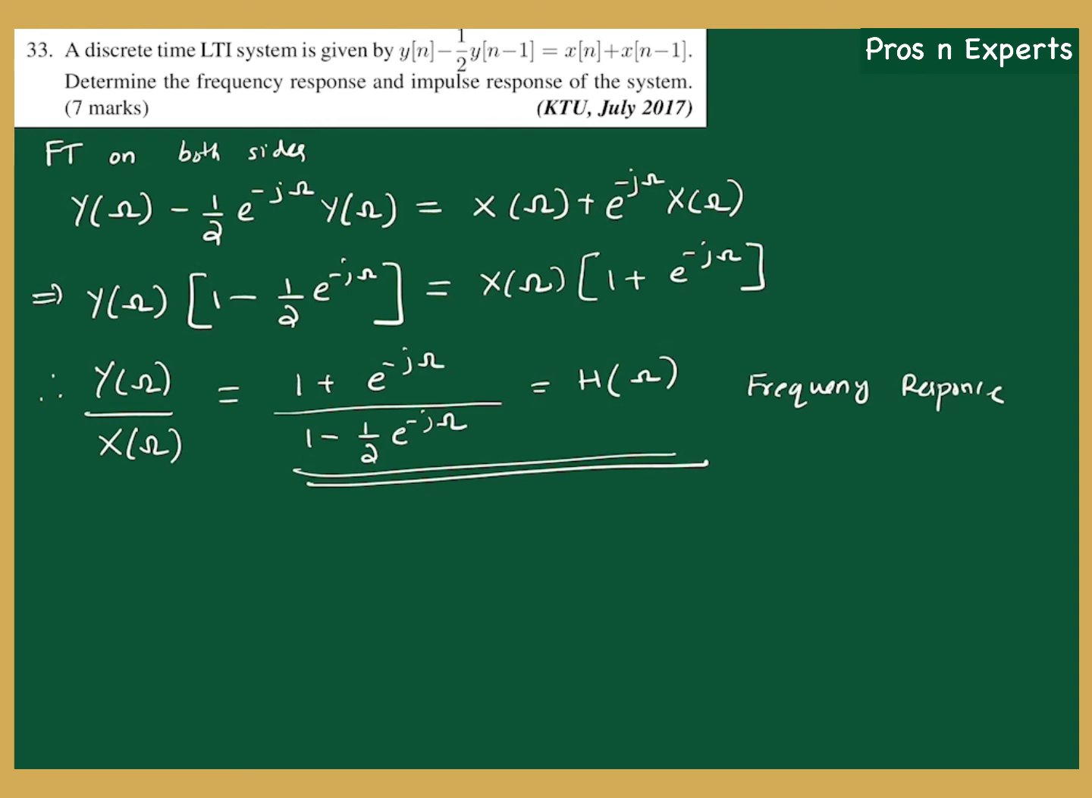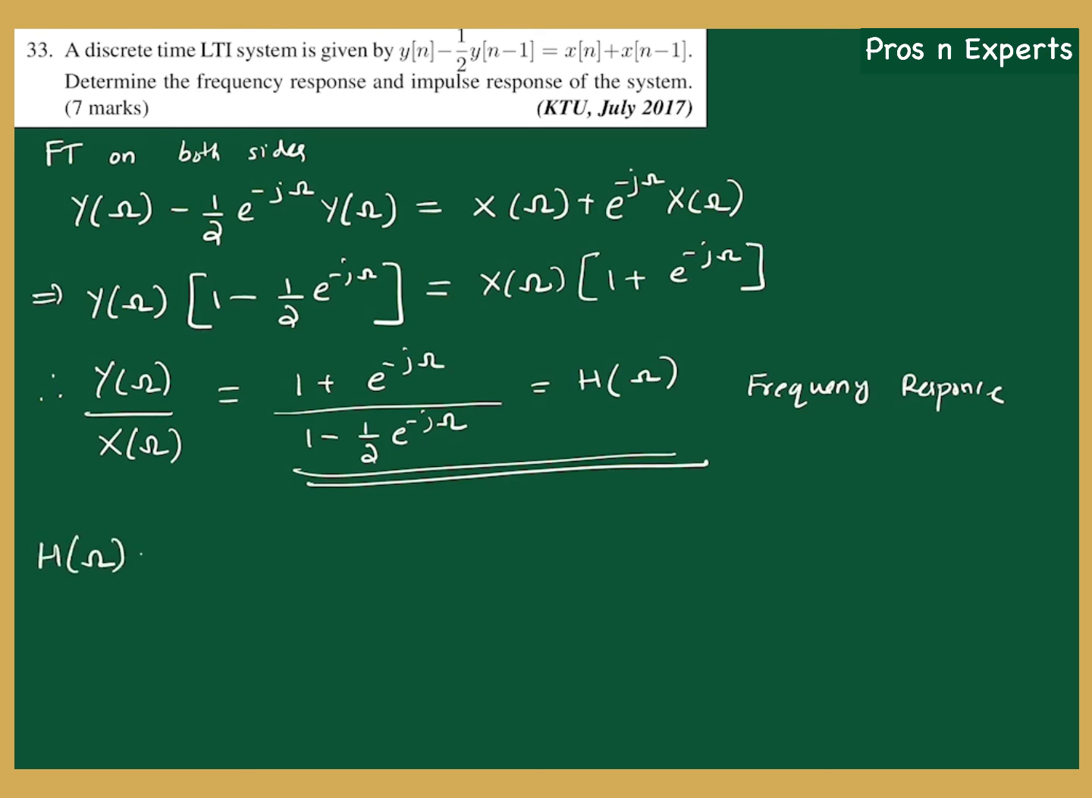Now they have asked us to find the impulse response also. So how will you find the impulse response? Listen very carefully, this is a slightly different question. What is the power of e raised to minus j omega in the numerator? It is 1. What is the power in the denominator? It is also 1. You might remember that for a proper transfer function, the denominator power should be greater than the numerator power. But here the denominator power is equal to the numerator power. So you slightly change the approach.